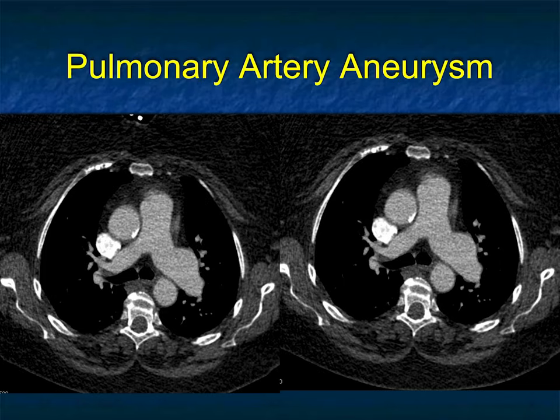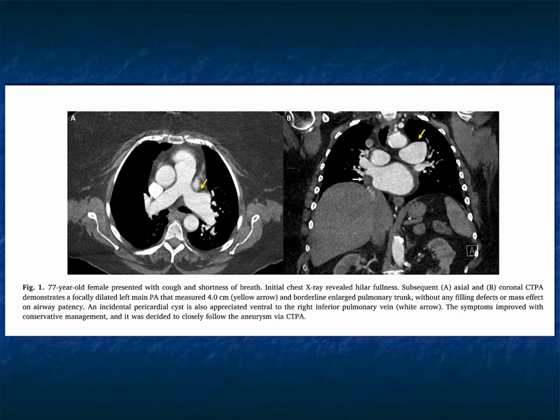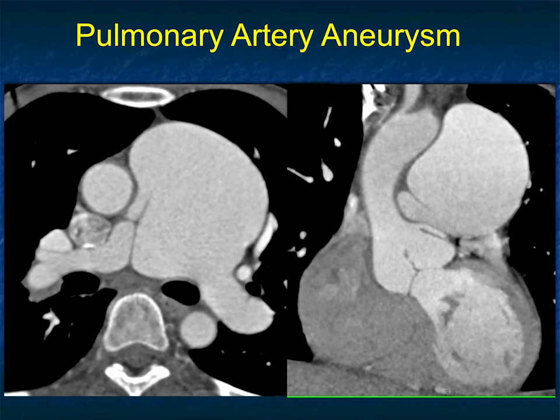Here's a nice example of a pulmonary artery aneurysm of the left main pulmonary artery. Again, there's a bulge and a bump. It's easy to diagnose. Here's a similar example from an article I'll show you a bit later. But here's the bulging. There it is again. And that's a pulmonary artery aneurysm, nicely shown on CT.